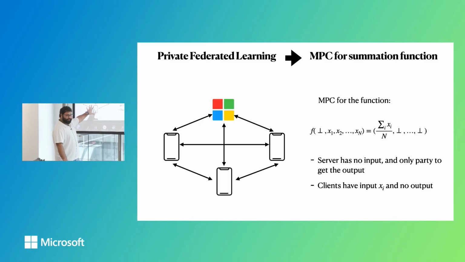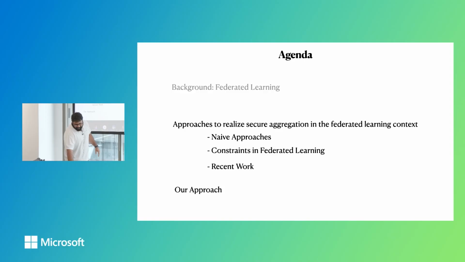All right, so this is what we want to do. We want MPC for this function, right? One party gets the output, and the others don't, and only the server does not have an input. Everybody else has some input. All right, so now let's go to some of the naive approaches that we can use to achieve secure aggregation in this federated learning context. Then I'm going to talk about some of the constraints in the federated learning space, which don't allow the naive approach.